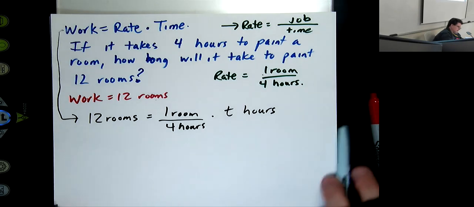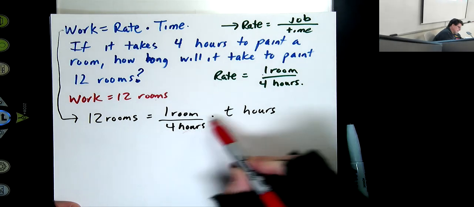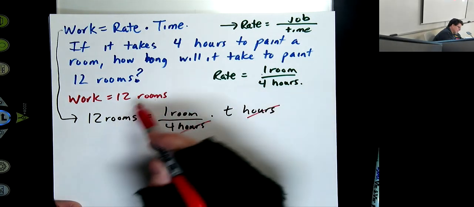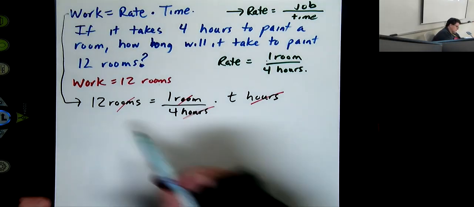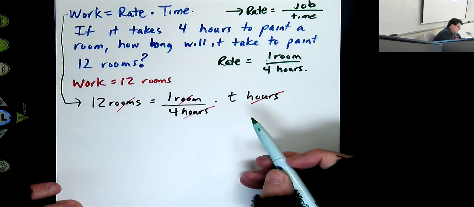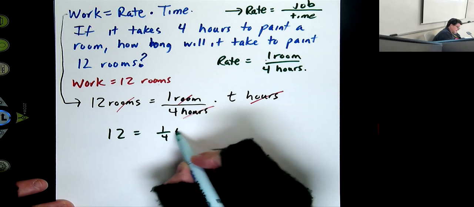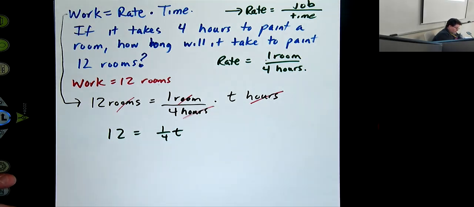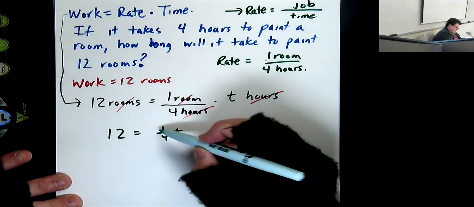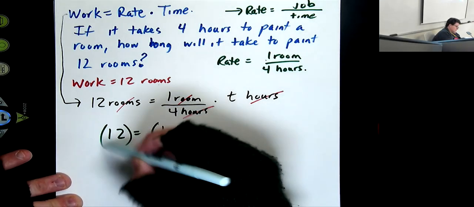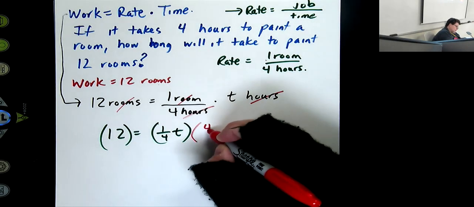All right, you'll notice if we wanted to, we can cancel out all the units here. I've got hours here, these cancel out. And I've got rooms on both sides, I can divide by rooms. I set it up so that I can see that everything's right. I've got 12 equals 1 over 4 times T. So since it's a fraction, we're going to multiply by the reciprocal. I'm going to multiply by 4 over 1.